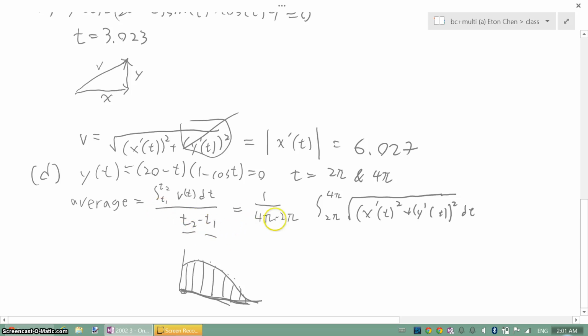So if we expand it, it would be 1 over 4 pi minus 2 pi, and then the integral can be expanded into this form, the Pythagorean theorem. Yeah, and that's it.